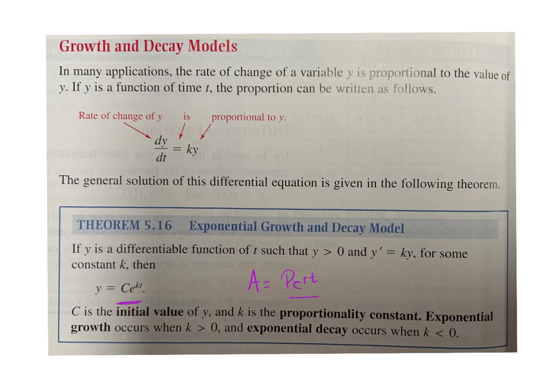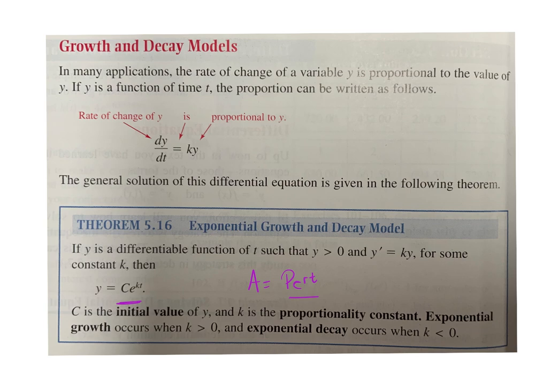K and t is a constant of change. We could call that a rate, and t represents my time. C is the initial value. Just like in Pert, P was my initial principal that I invested. K is the proportionality constant, what I am continually multiplying by. Also in a monetary form, it's my rate.